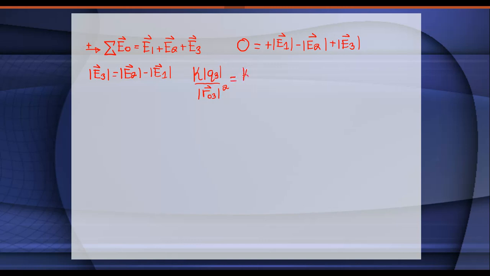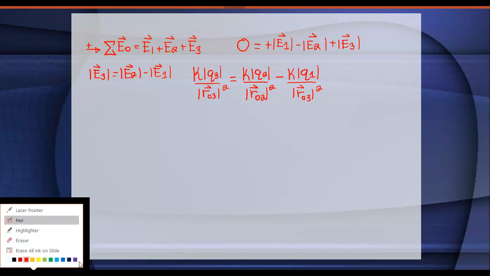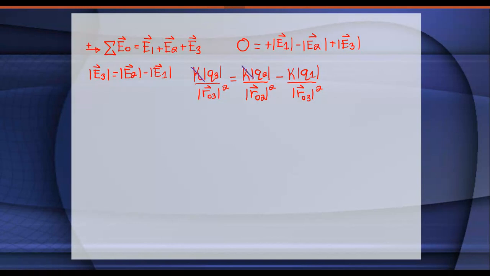This would be equal to K times Q2 over R from 2 to the origin squared, and then minus K times Q1 divided by the distance from the origin to point 3, and we're going to square that. Okay, we can simplify a little bit at this stage because all the K's would cancel off. Got a K in every single term, get rid of it.